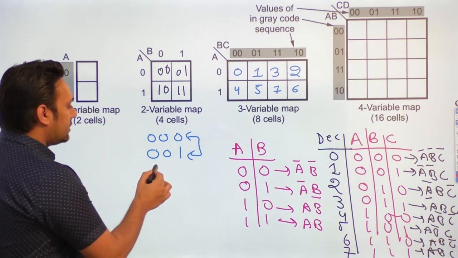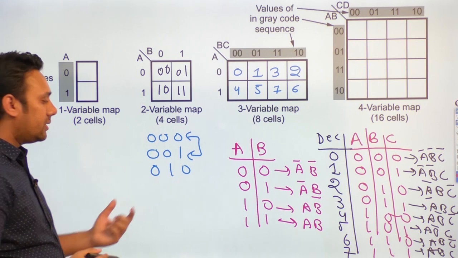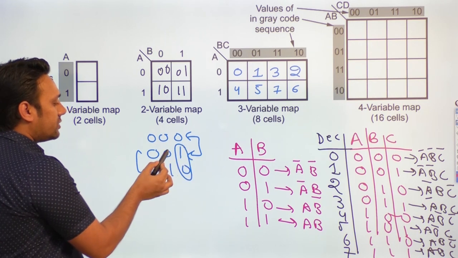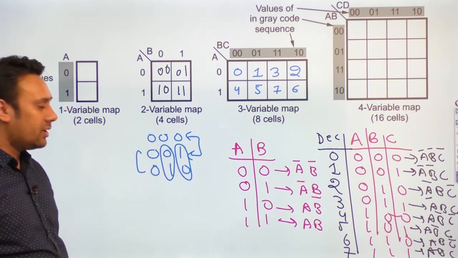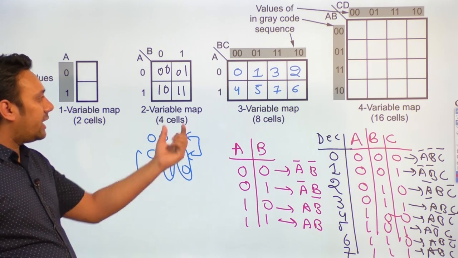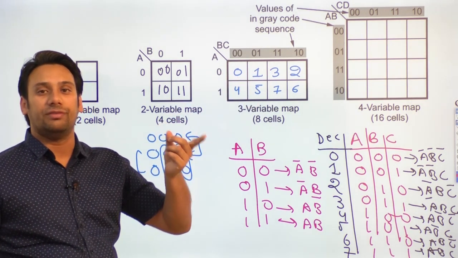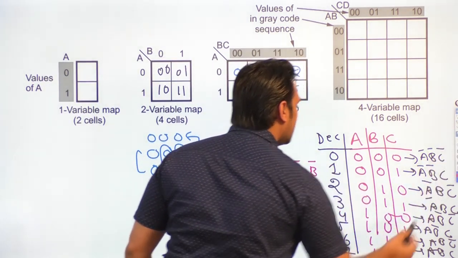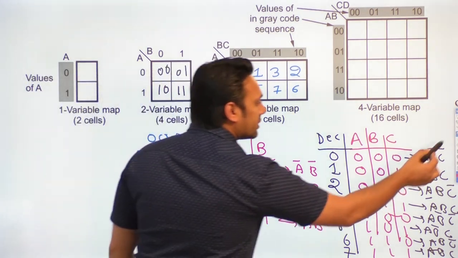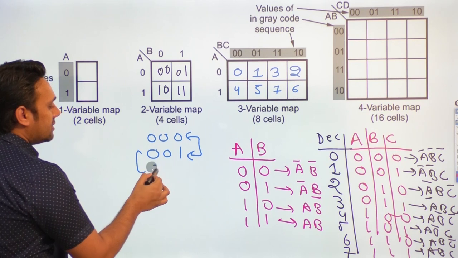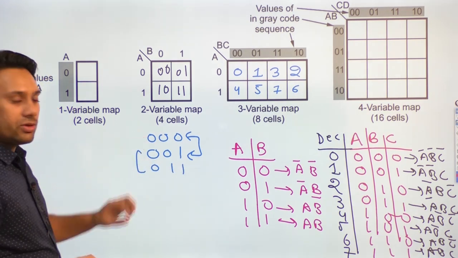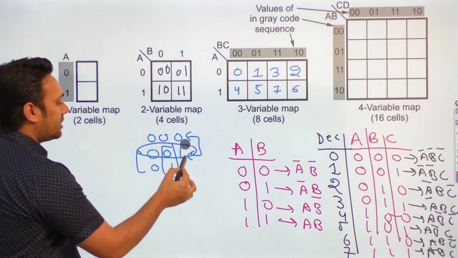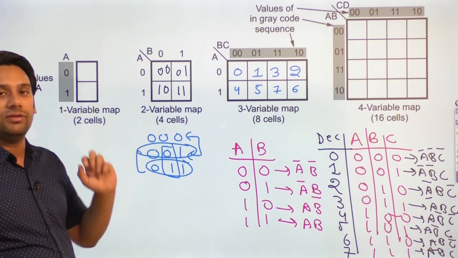Correct? If I say 010, then between these two combinations there's a difference of 2 bits. This bit is changing from 1 to 0 as well as this bit is changing from 0 to 1. In K-maps, any two adjacent cells can have a change of only 1 bit, and that is called gray code. That means instead of this combination, I can use 011, because then between these two combinations there's a change of only 1 bit.